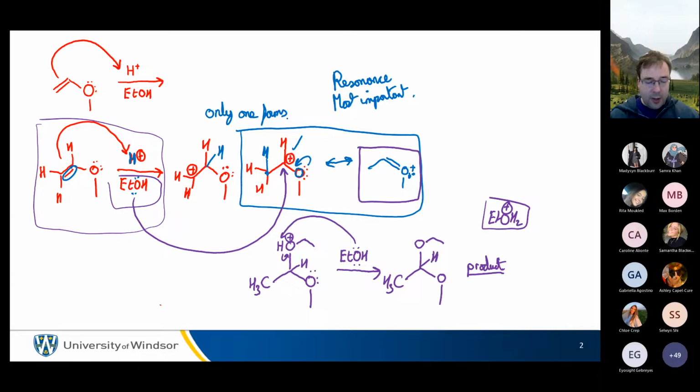Yes, so Amanda said, do we use ethanol twice? Yes. We used ethanol once as a nucleophile and a second time as a base to get rid of this extra proton.